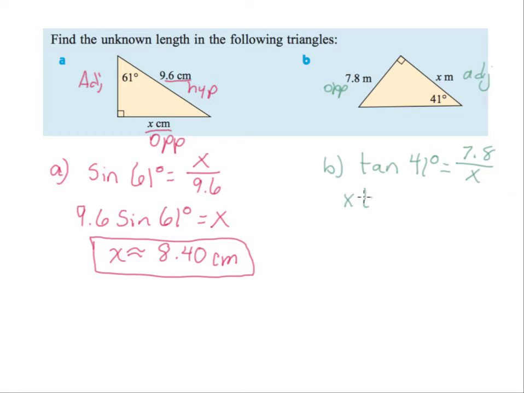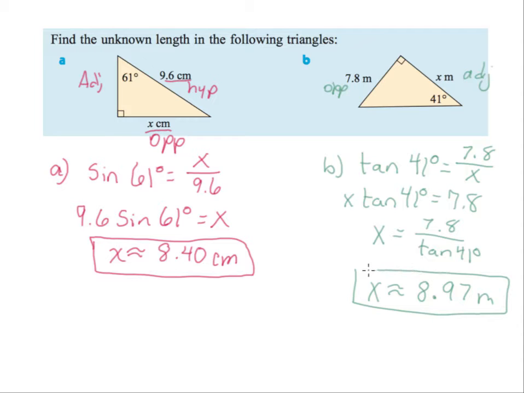So first I need to multiply each side by x, so I can move the x to the numerator. And then I'm going to divide each side by tangent of 41 degrees to get x by itself. And again, I'm going to punch this into my calculator, making sure I'm in degree mode, and I end up with x is approximately 8.97, and my units of measurement is meters in this case. So x is approximately 8.97 meters long.